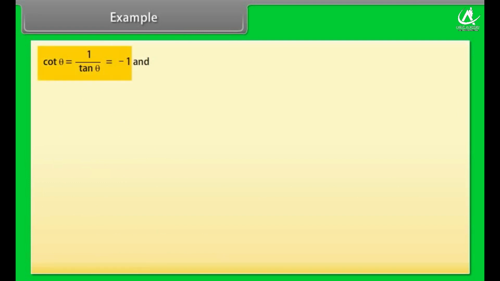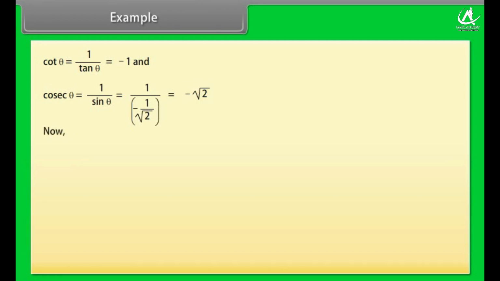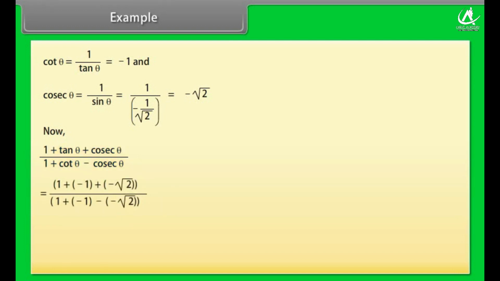Cot θ = 1/tan θ = −1, and cosec θ = 1/sin θ = 1/(−1/√2) = −√2. Now, (1 + tan θ + cosec θ) / (1 + cot θ − cosec θ) = (1 − 1 − √2) / (1 − 1 + √2) = −√2/√2 = −1.